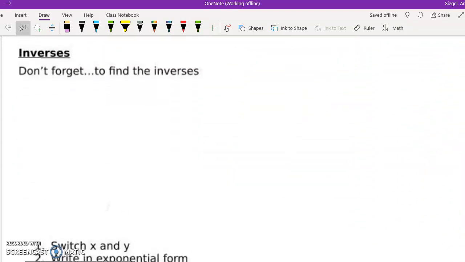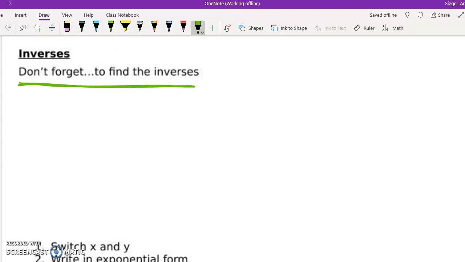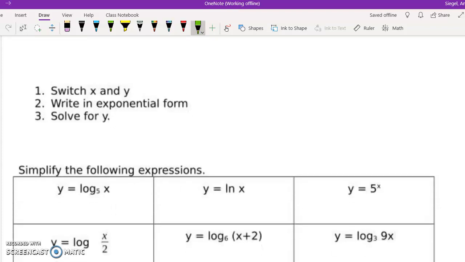Okay, so we are going to do the same process that we've talked about with inverses in the past. So remember, to do the inverse, you're going to switch the x and y. In this case, we're going to write it in exponential form because exponential form is the inverse of logarithms. And then we're going to solve for y.